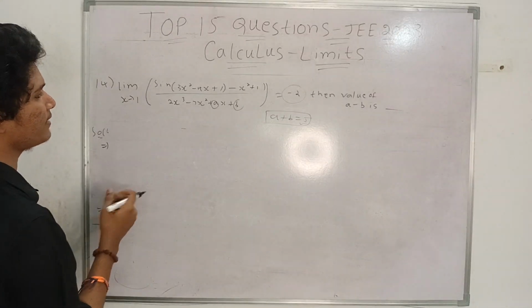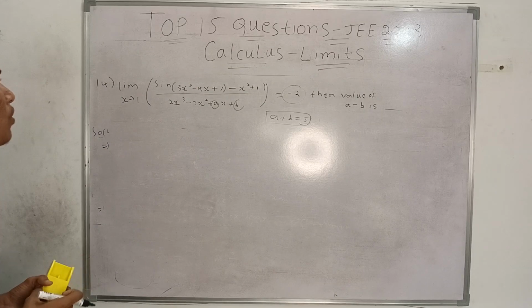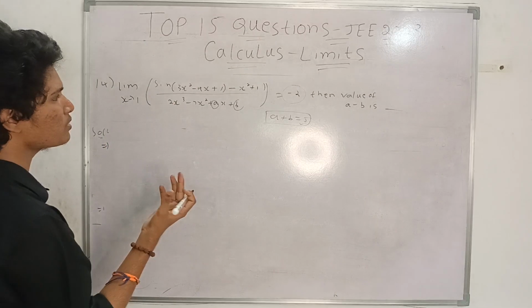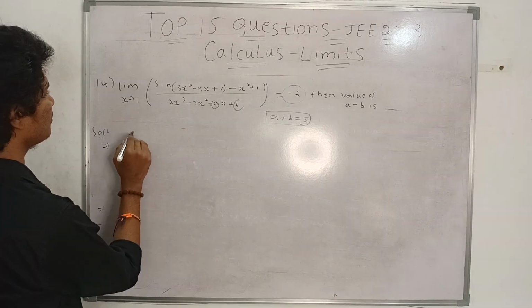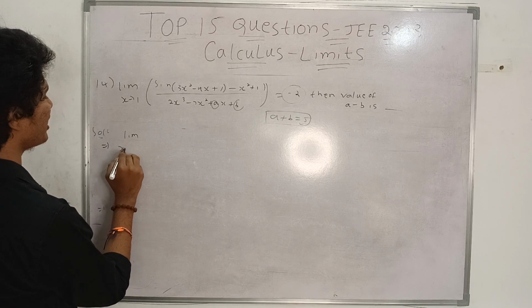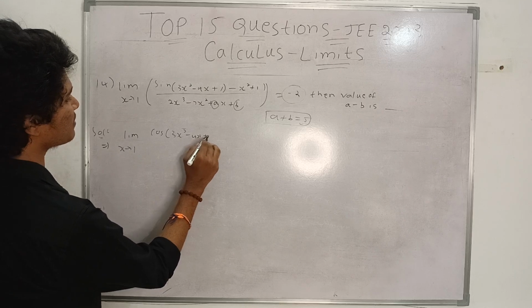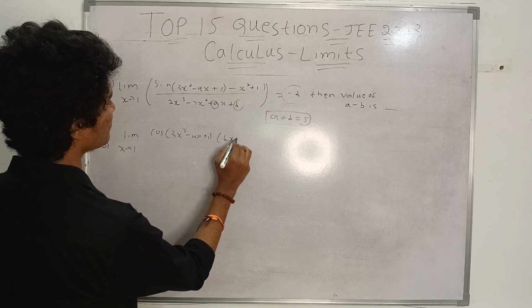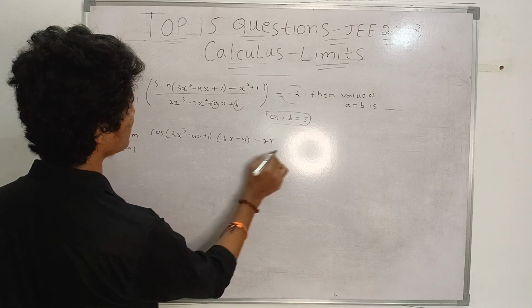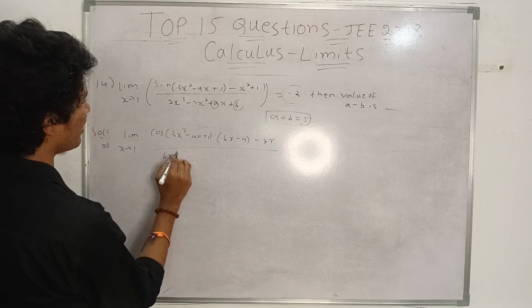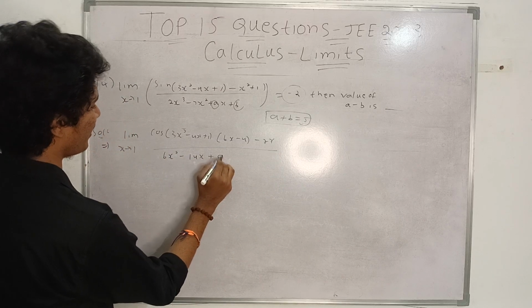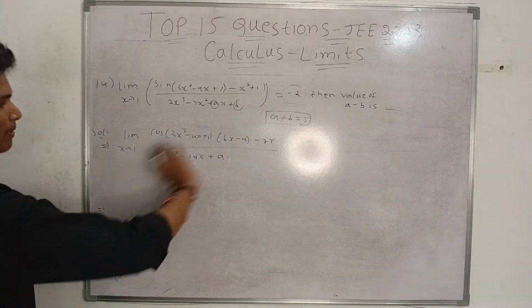So now you have to solve this. How can we solve it? We can directly use L'Hopital's rule. That is, limit x tending to 1, cos of (3x square minus 4x plus 1) into (6x minus 4), minus 2x, divided by 6x square minus 14x plus a. Again I am going to check by applying the 1.